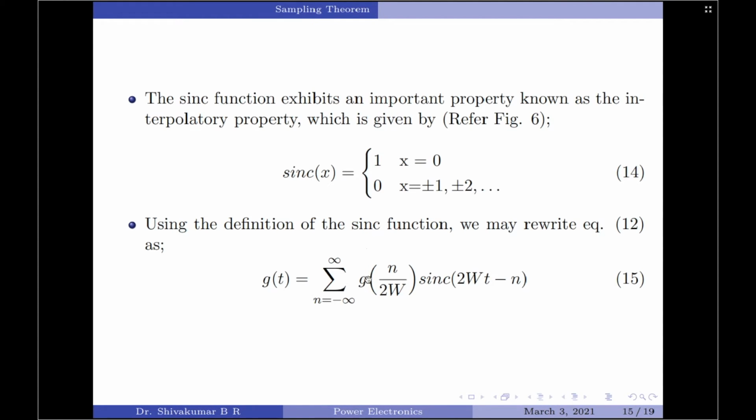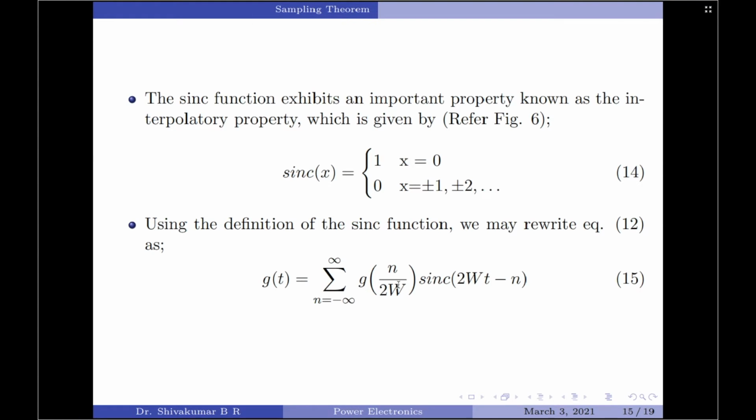Now, equation 15 that we have obtained here provides an interpolation formula for reconstructing the original signal g of t from the sequence of samples generated by instantaneous sampling, which are also represented by g of n by 2W. However, the most important thing about this equation is that the sinc function, that is sinc of 2Wt minus n, itself will play the role of an interpolation function. So, each sample is multiplied by a delayed version of the interpolation function, which is our sinc function, and all the resulting waveforms of this multiplication are added to obtain g of t. That is why there is a summation term here.